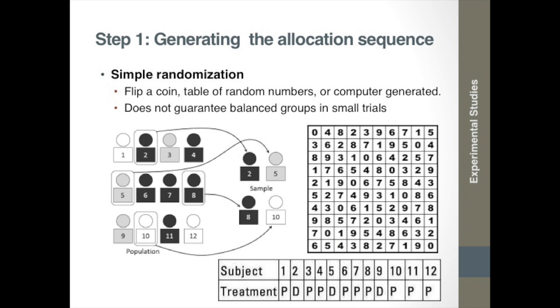There are different methods to generate the allocation sequence. The easiest and most intuitive method is simple randomization, which consists of flipping a coin or using a table of random numbers or a computer-generated random list. One of the disadvantages of this method is that it does not guarantee balance between the groups, especially when the trials are small.